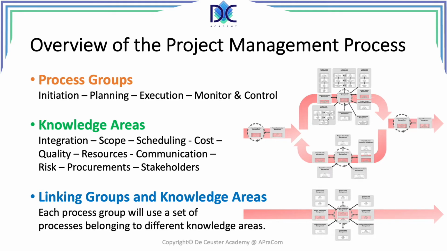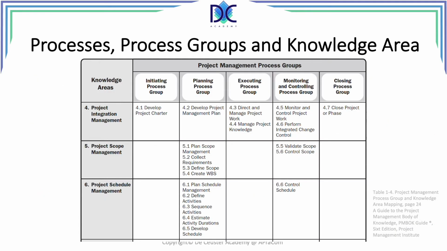Now, what we have to do and what has been done in this graph is linking the different groups and knowledge areas. We will see in the next table that for every process group, different processes and knowledge areas are providing processes to these process groups. What we see here, we have first of all the knowledge areas, and we only start from 4, which is the 4th chapter in the PMBOK. That's why we have 4 here.